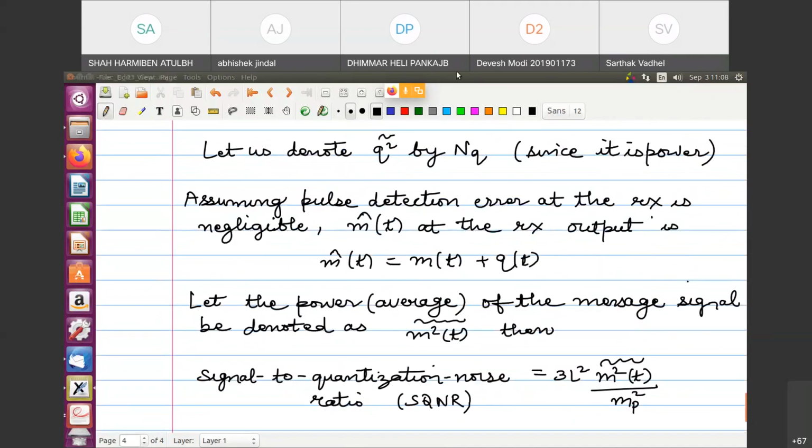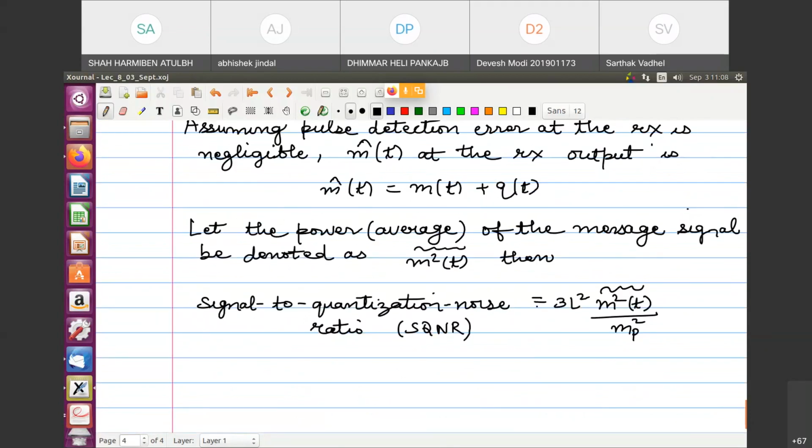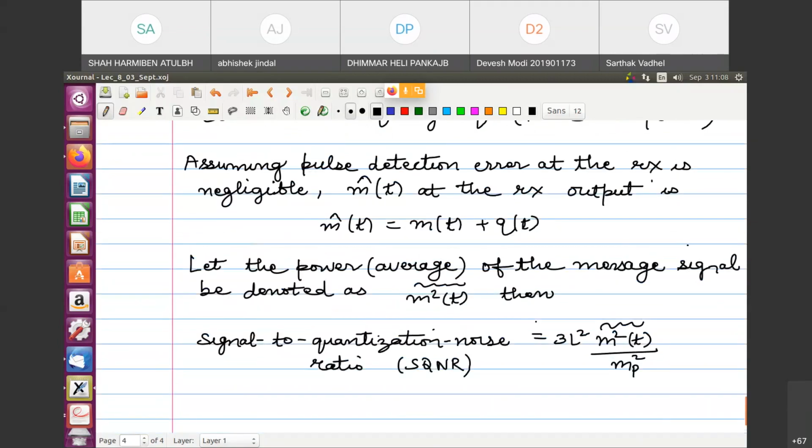Why? Because we have said that pulse detection error is already small, or maybe the better word was negligible. So this is only the noise Q of t, so I can say SNR as well. But if you want to remove any sort of confusion, because we have maximally studied SNR in the context of AWGN or Gaussian noise being added to the signal which is transmitted, in order to clear any confusion, we can use SQNR.